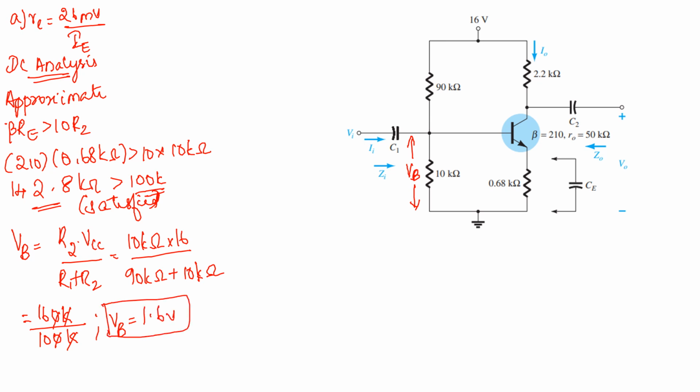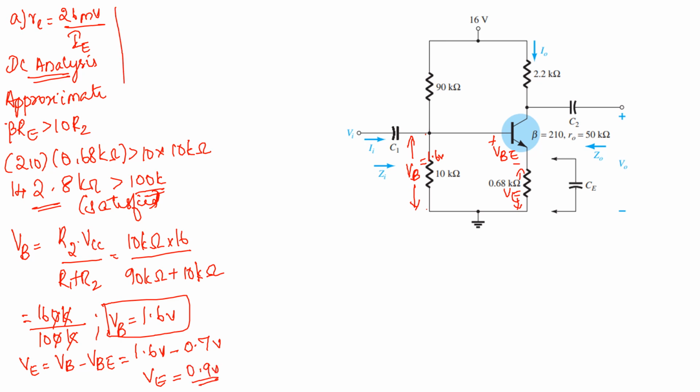Now you have got VB is equal to 1.6 volt. You know this voltage is equal to VBE. Now can you calculate what is your VE? VE is equal to VB minus VBE, which is equal to 1.6 volt minus what is your VBE? 0.7 volt. So you will be getting VE is equal to 0.9 volt, right?